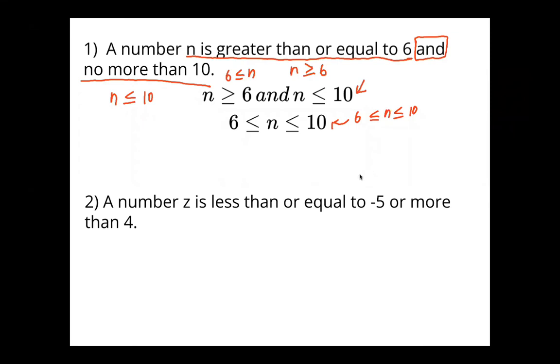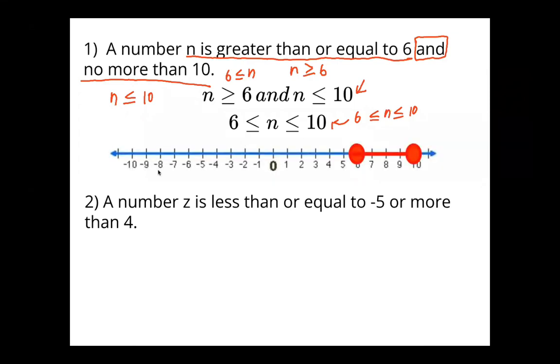So let's go ahead and graph this on a number line. First, draw a closed circle at 6, since this is greater than or equal to. And then also draw a closed circle at 10, since this is less than or equal to. Since our compound inequality is joined by the word and, simply connect the 2 dots. And there is your graph.